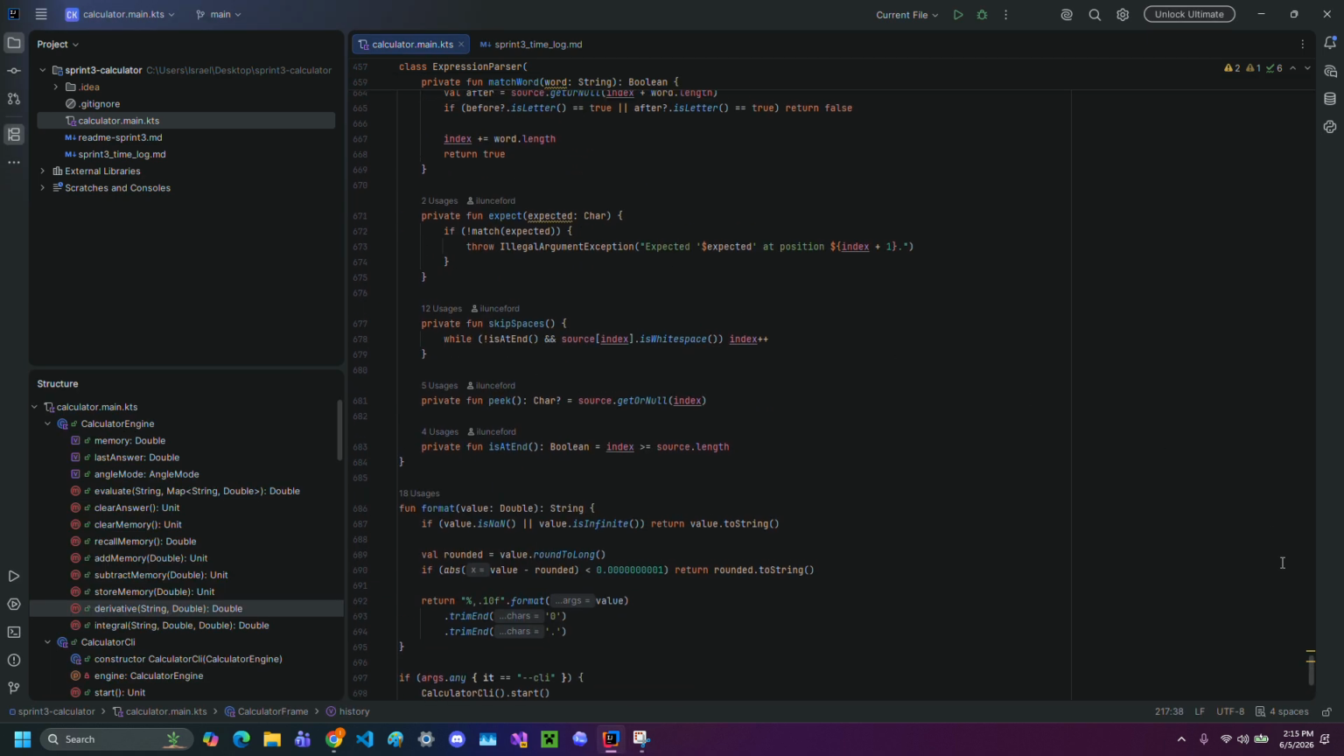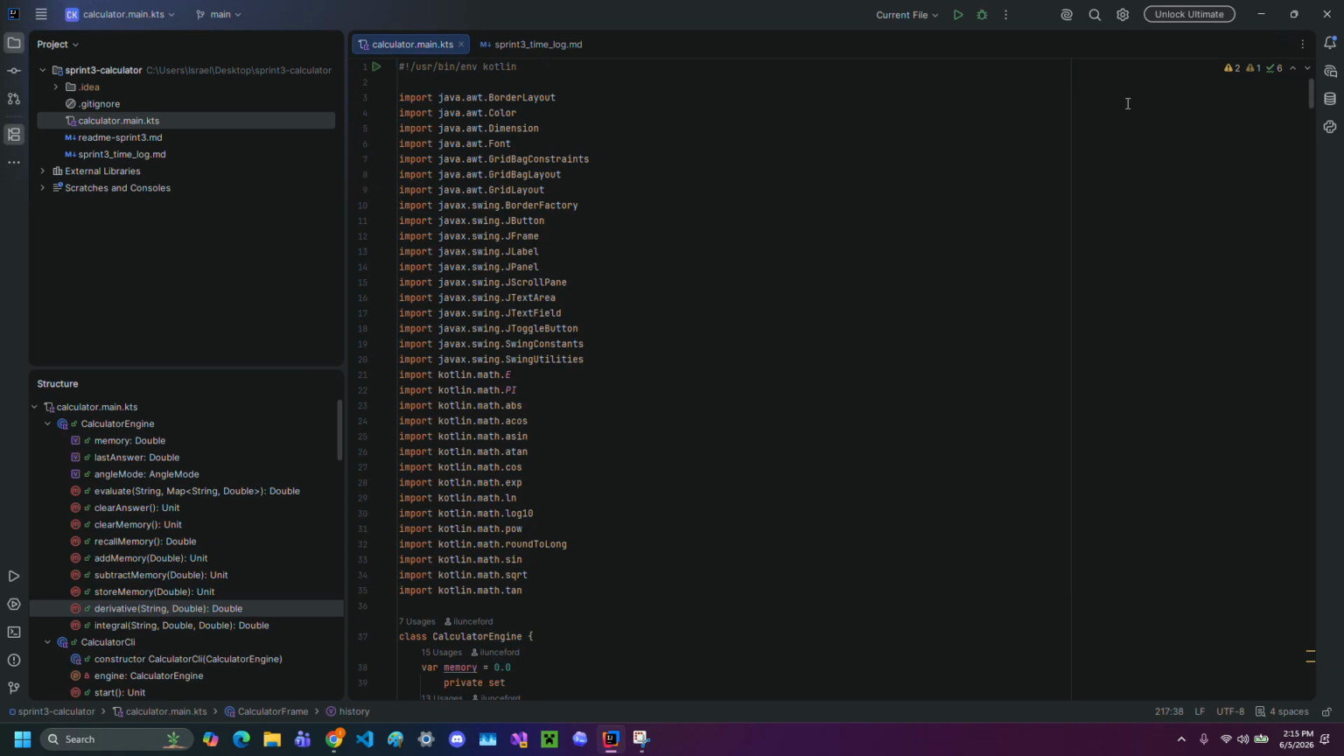Hello, this is my walkthrough for my code for Sprint 3. I chose to build a calculator in Kotlin, and it also included Java and Swing.